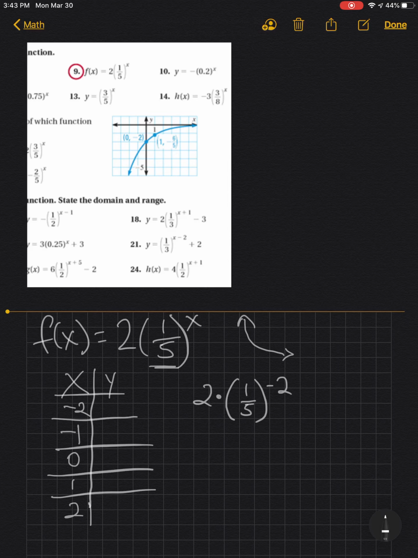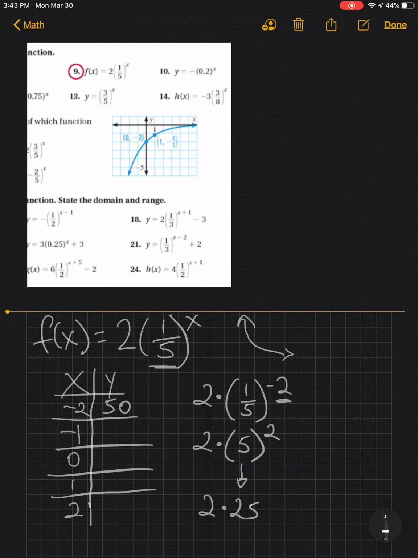So 1/5 to the -2 power, we take care of first. We want to make this positive. So we're going to flip the base. So 1/5 becomes 5/1, which is just 5. And now that 2 turns to positive. So now it's 5 to the 2nd power, which is 25. And 2 times 25 is 50. So that's our first value.